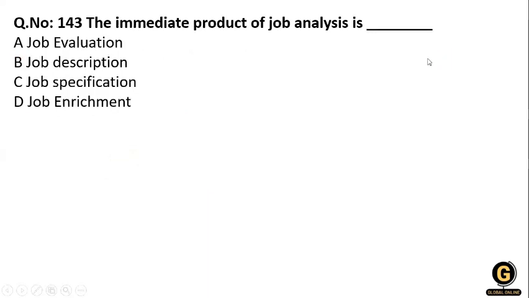Next question, the immediate product of job analysis is: job evaluation, job description, job specification, or job enrichment. The immediate product we get is the job description. The job description is the immediate product of the job analysis process. The data collected in job analysis provides a basis for the job description and job specification.